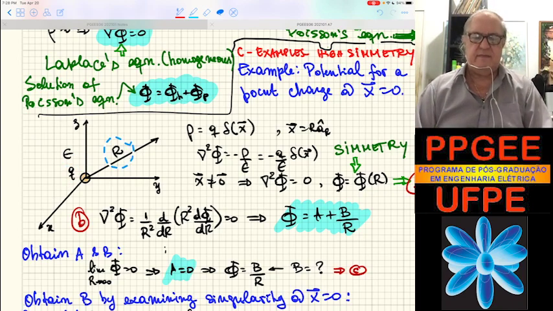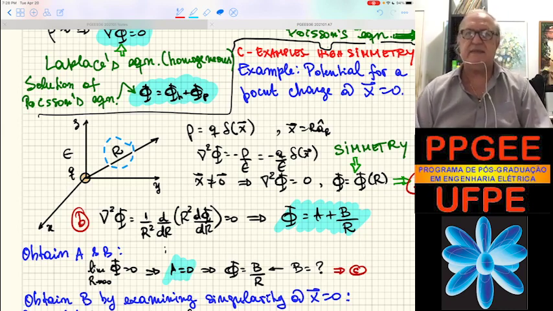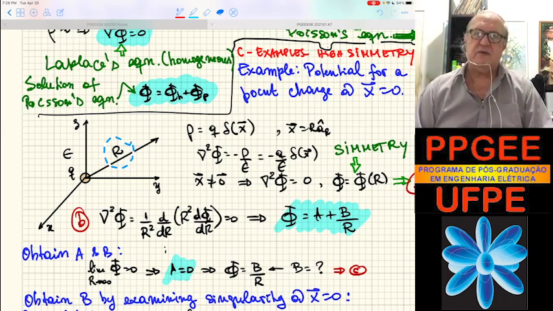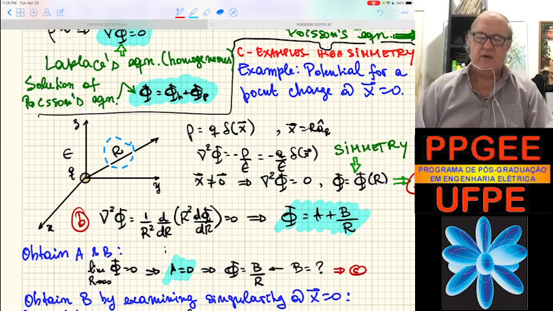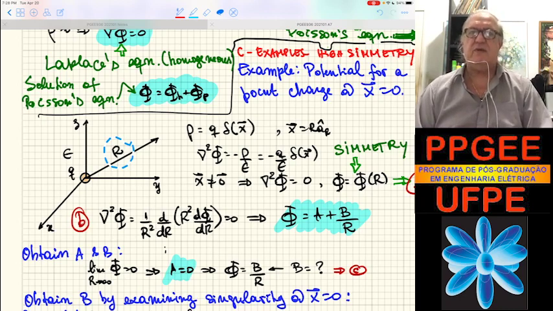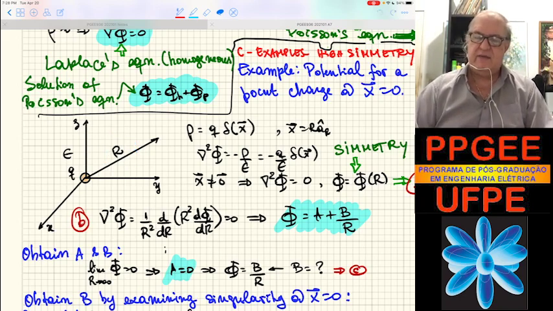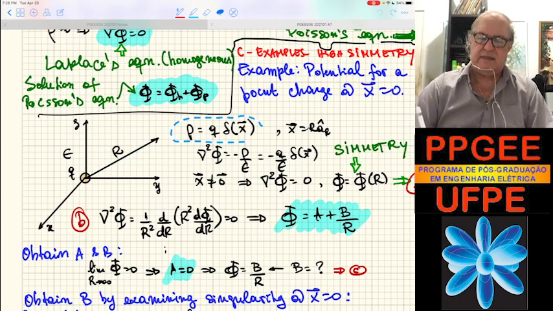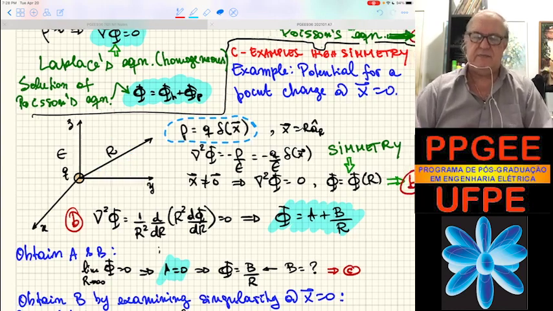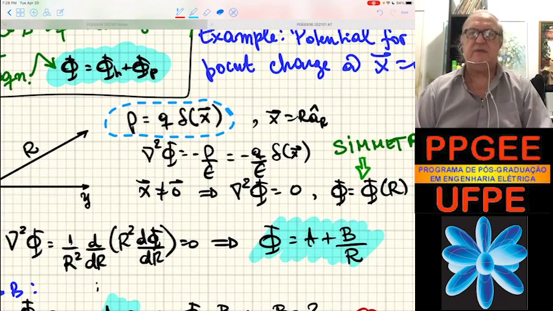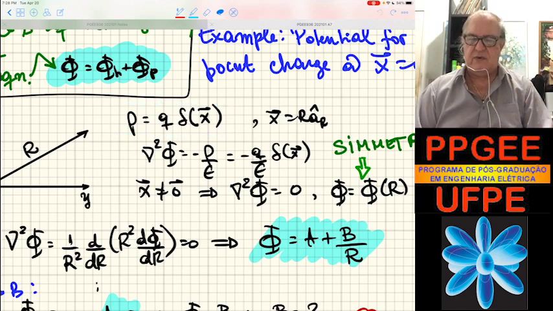And the system has symmetry in which the quantities here depend only on distance. The potential depends only on the distance, doesn't depend on angles, right? So we know a priori that phi depends only on the radial coordinate. We can write for the charge density this relationship: charge density equals Q delta of x, picked up at x equals 0.